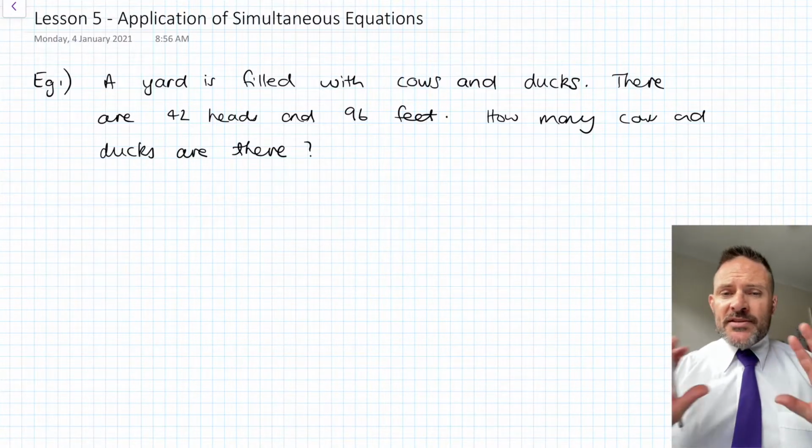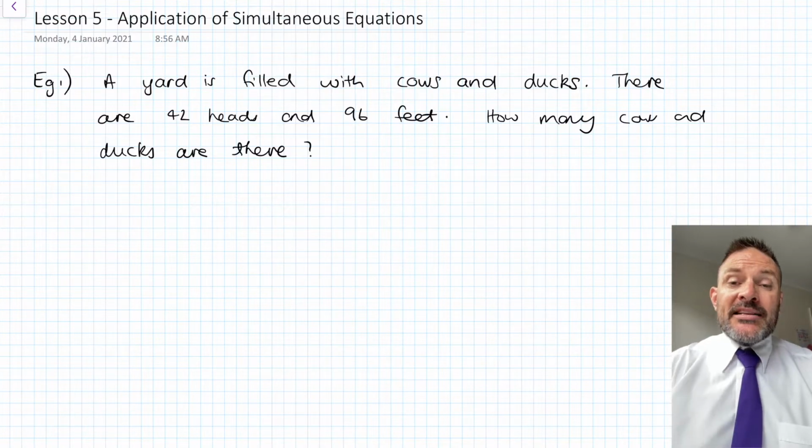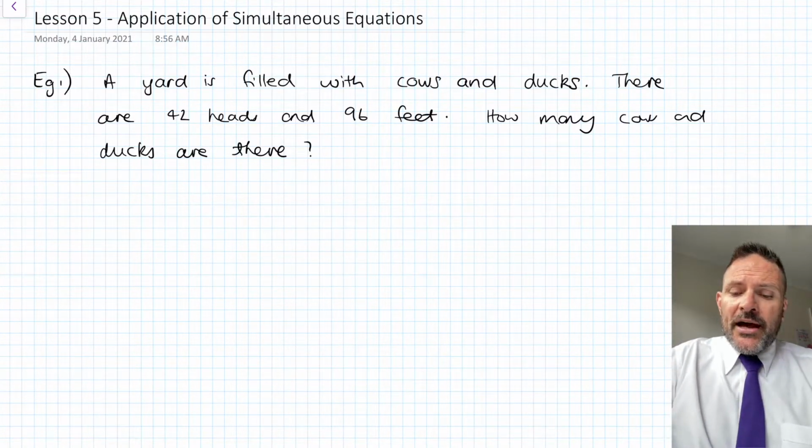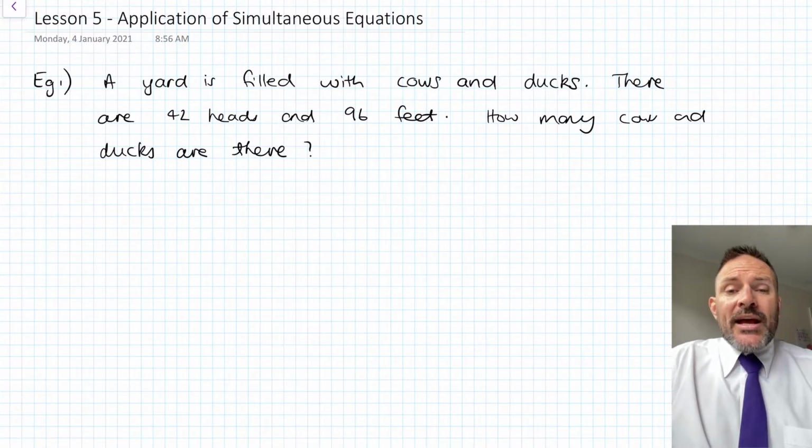So let's look at the first question. If you want to have a crack at this, by all means, go off and do it and then come back and see if you got the correct answers. So question one, a yard is filled with cows and ducks. There are 42 heads and 96 feet. How many cows and ducks are there?